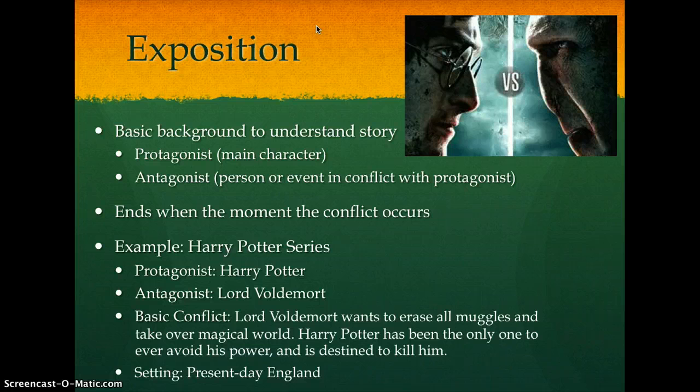Now you probably noticed the picture. I'm going to give examples along the way using Harry Potter because it has many clear-cut examples of all of the different elements of a story. So the exposition is the basic background information that you have to understand the story. You establish who your protagonist and antagonist are. Now your protagonist is your main character. So you need to give them a name, you can explain as much about them as you want, but you need to establish who they are.